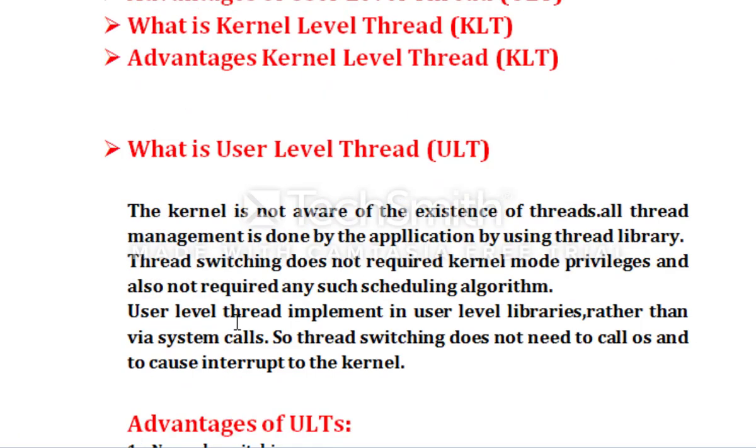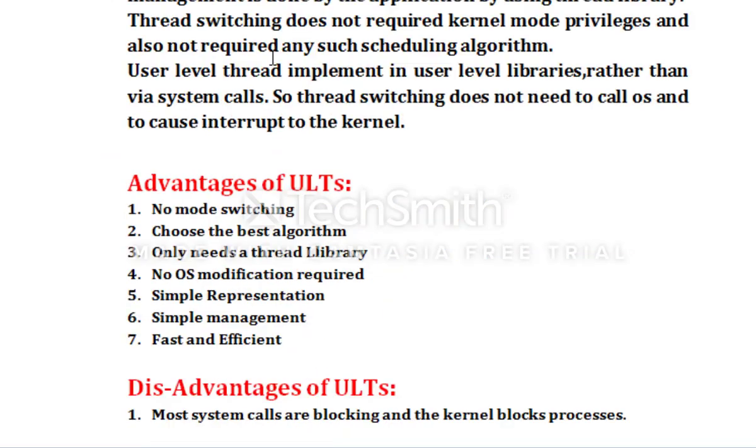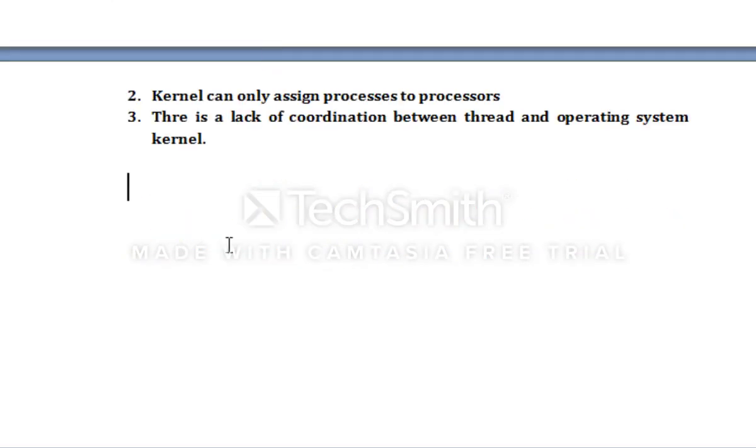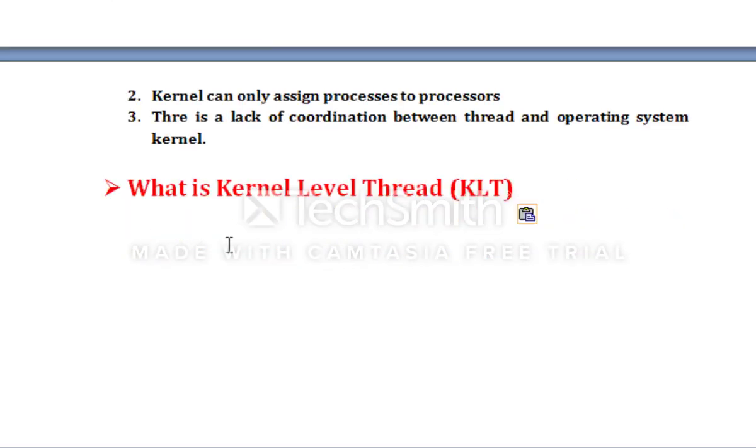Now next is the kernel level thread. User level threads require the system call to complete their own execution, they require the operating system. So somehow we need to carry the context of the user level thread into the kernel area.